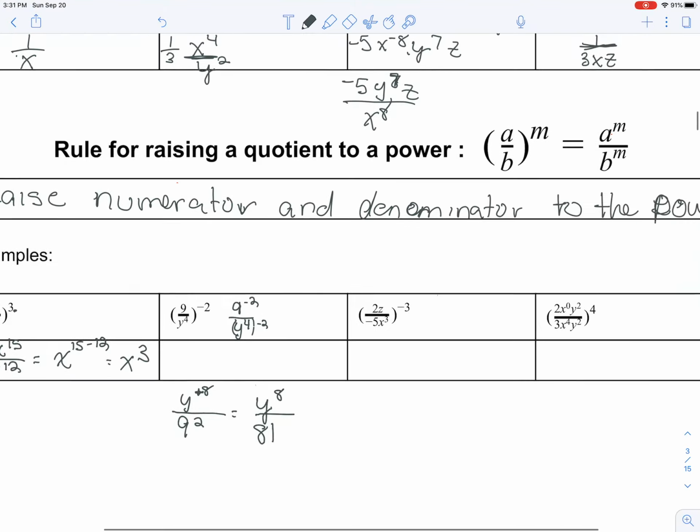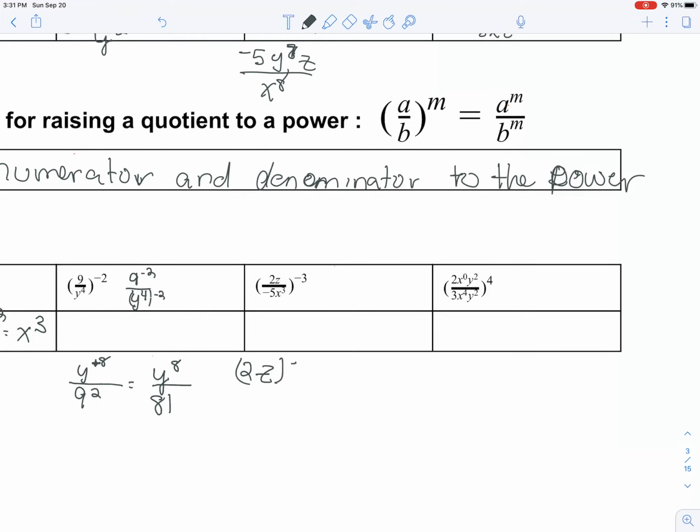This would be 2z to the negative 3, and this would be negative 5x cubed to the negative 3. All right, so remember, again, we can switch these because that's going to be negative 5x cubed to the 3rd power, and then 2z raised to the 3rd power. And we can multiply that out. That would give me 5 cubed is 125, and it's still negative because that negative is different than a negative exponent. We treat that the way we have all our lives, and then that would be 8 over z cubed.